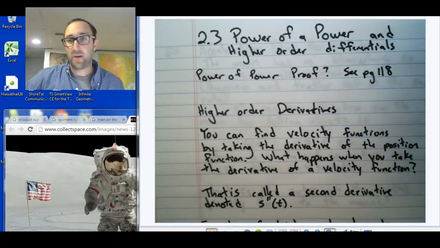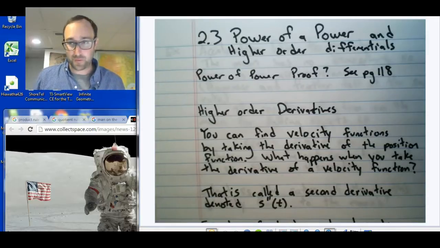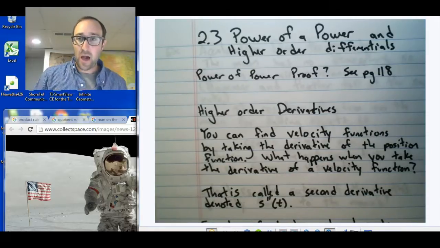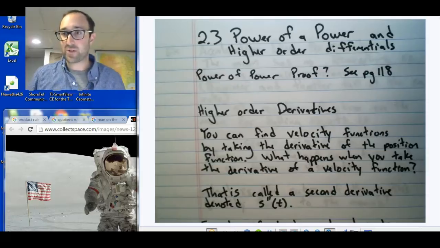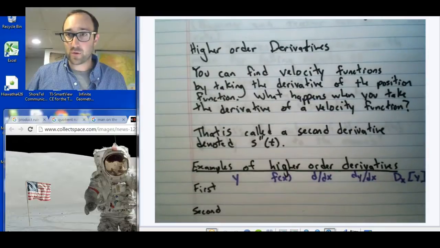The proof for the power rule, that's not right. Let me see if I can get this right. The proof of the power rule is actually on page 118 if you want to see it. I'm not actually going to go through it, but it is there for you to check out if you so desire. Alright, now let's talk about higher order derivatives.